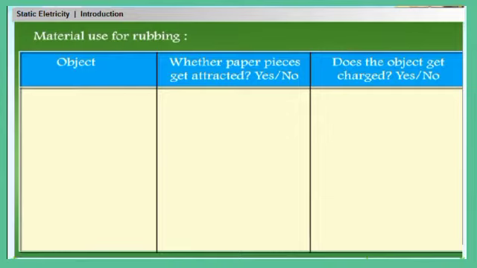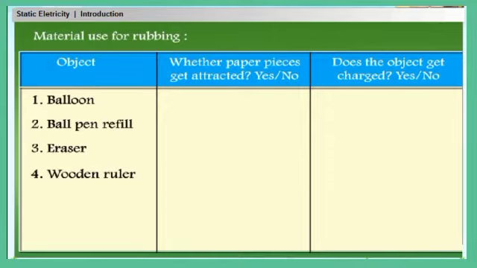Material used for rubbing. Object: whether paper pieces get attracted, yes or no. Does the object get charged, yes or no? The objects are 1. Balloon, 2. Ball pen refill, 3. Eraser, 4. Wooden ruler, 5. Steel spoon, 6. Copper strips. Repeat this procedure with each of the given materials.